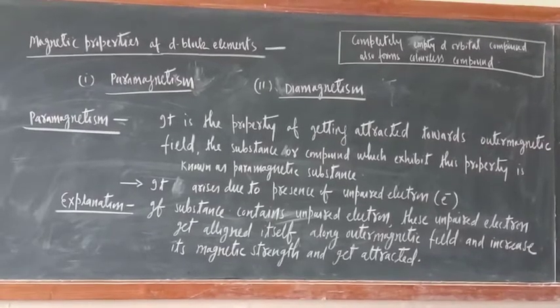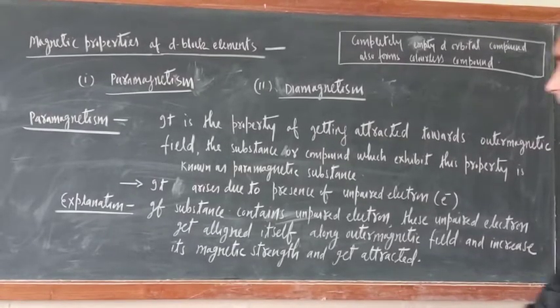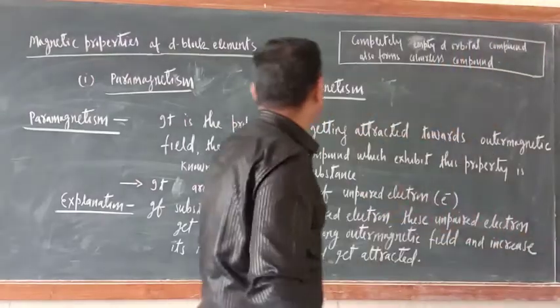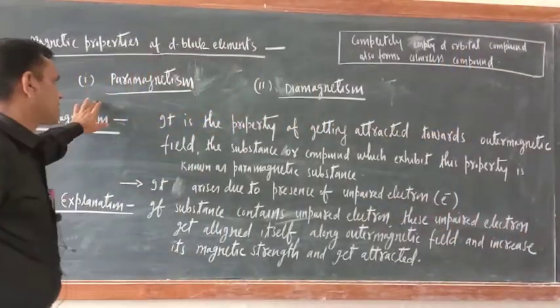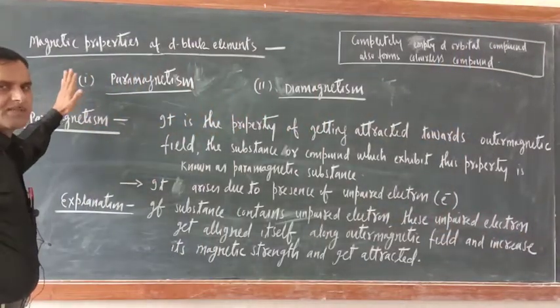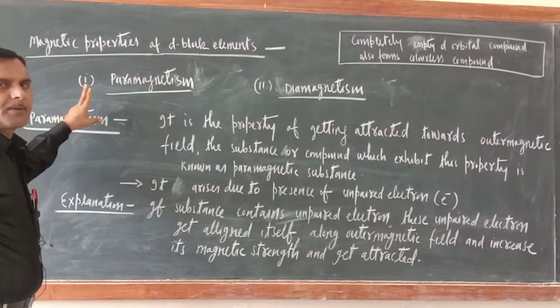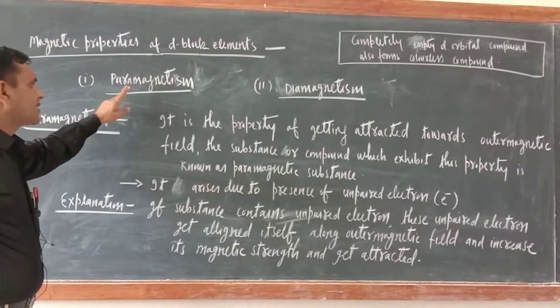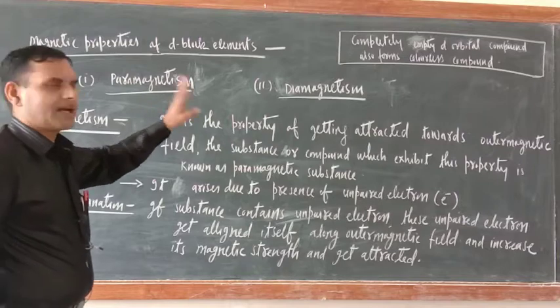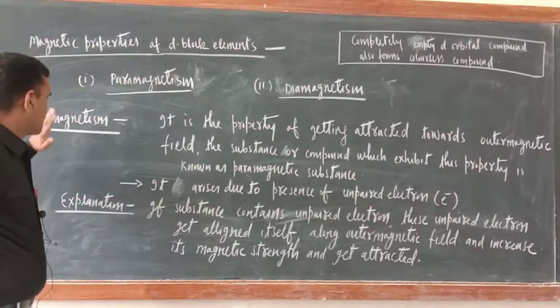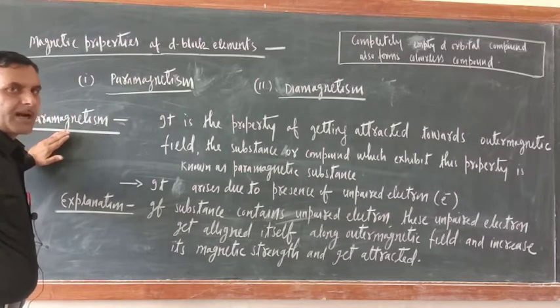Dear cadets, now I am starting a new topic, that is the magnetic property of d block elements. Basically, d block elements exhibit two types of magnetic property. The first one is paramagnetism, the second one is diamagnetism. First let us explain what paramagnetism is.